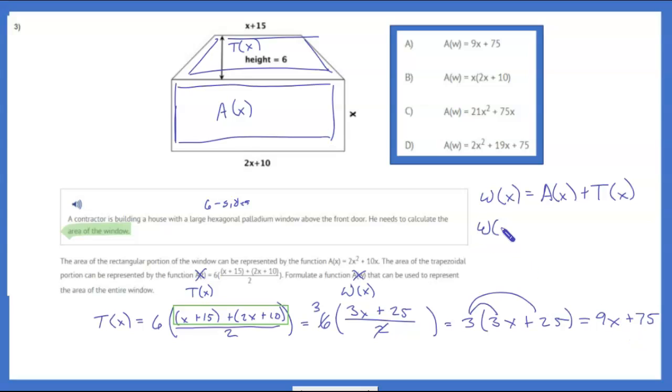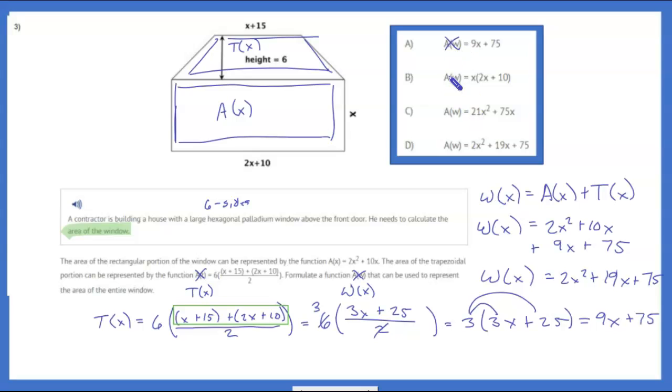So w of x equals a of x, which is 2x squared plus 10x. We're going to add that to t of x, 9x plus 75. Let's see, x squared doesn't have any other terms. Digits don't have any other terms. We do have two x terms though, so we'll combine those like terms. W of x equals 2x squared plus 10 plus 9 is 19, 19x plus 75.